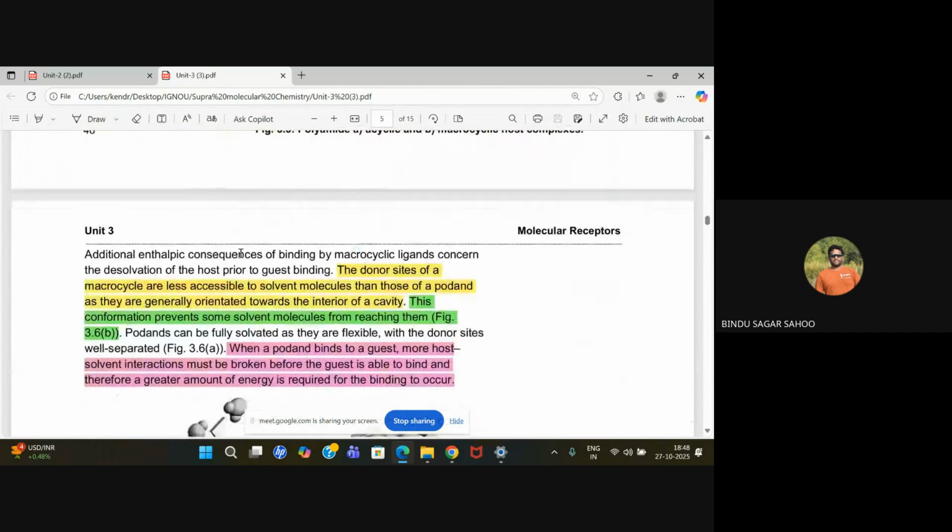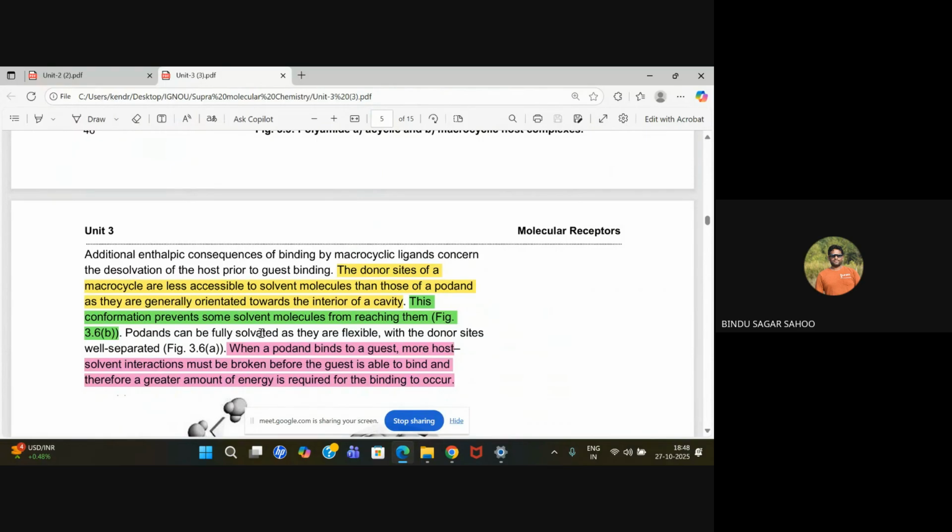The donor sites of a macrocycle are less accessible to solvent molecules than those of podants, as they are generally oriented towards the interior of the cavity. This conformation prevents some solvent molecules from reaching them. That means solvent molecules cannot reach every donor site of the macrocycle because it forms a rigid structure. But podants are generally an open type of structure, and the solvent molecules can interact with the interior part and the exterior part of the cavity also.